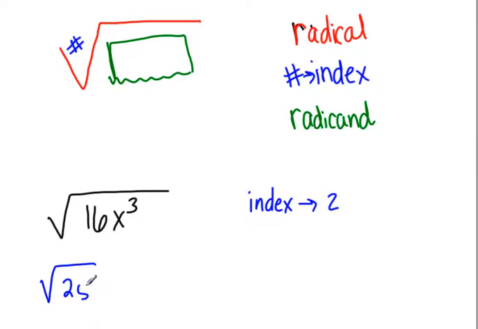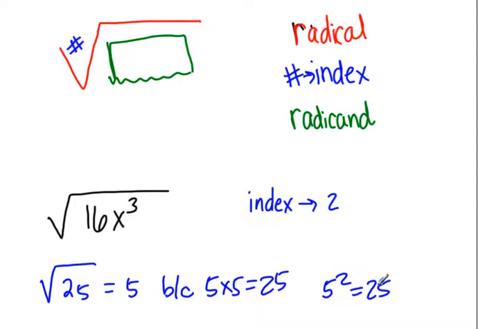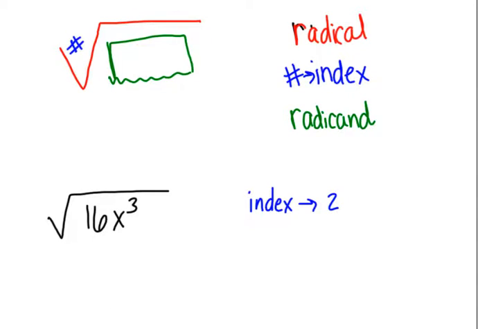Square root of 25 is what? 5. Why? Yeah, and that's 5 squared is 25. So that's why the index, if it's not there, it's a 2, because we're taking the square root because of all this right here at the bottom. So the index is 2. What's the radicand? Radicand is 16x to the third. You're right.